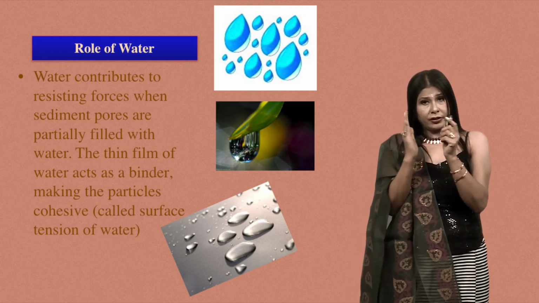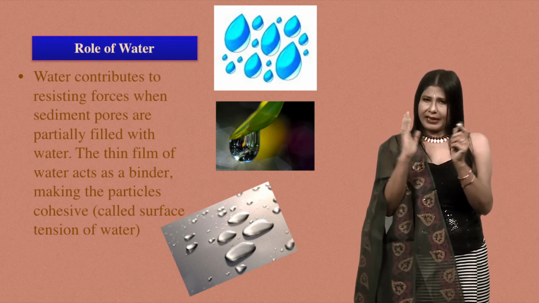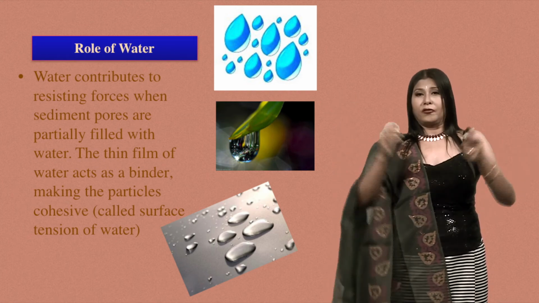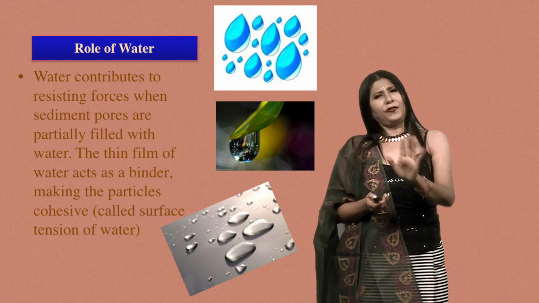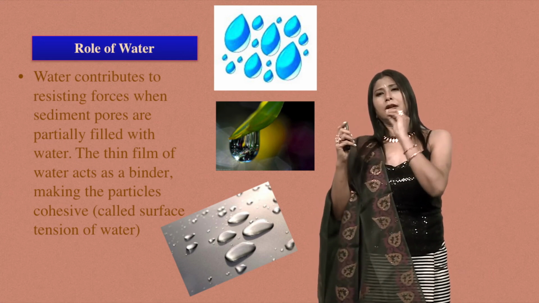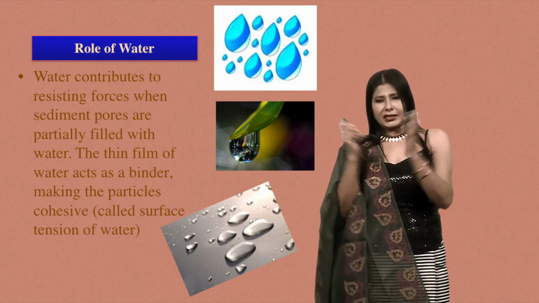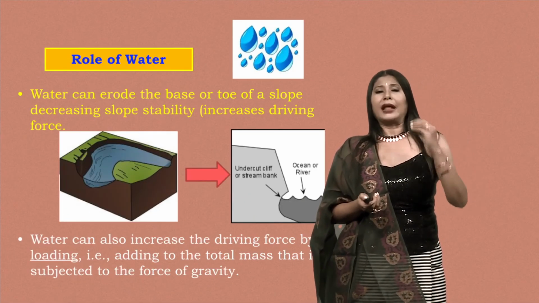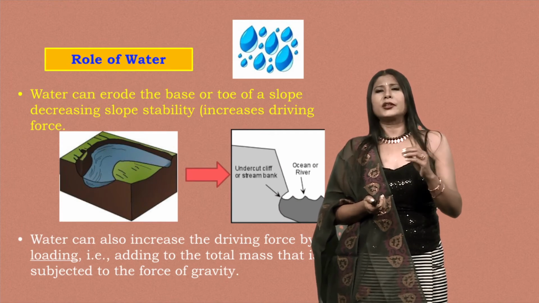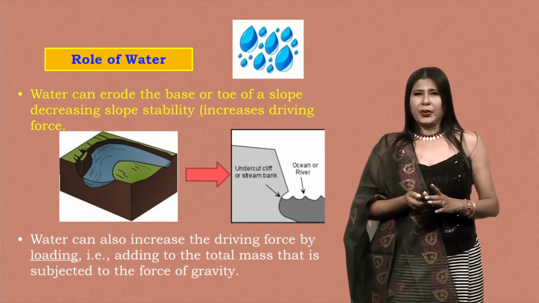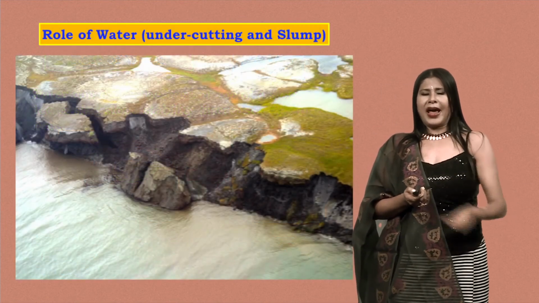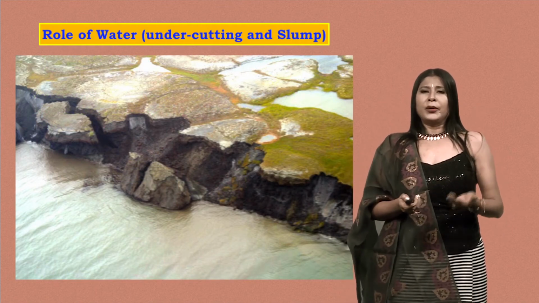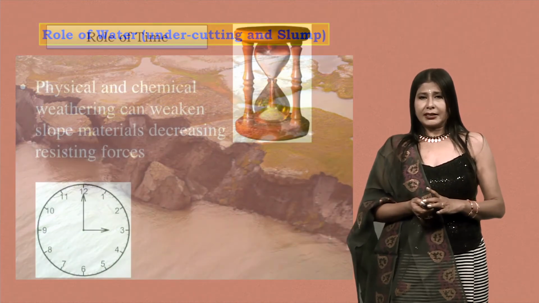So, cohesion. So, water first binds them together, but if you increase the amount of water, then it will start flowing. So, water, if it is to a certain amount, it makes it cohesive, but it will start flowing when the water becomes more, and that is why water is always associated with the mass movement. So, bank slumping, sliding are very common. So, water is doing all kind of things, and the role of time.